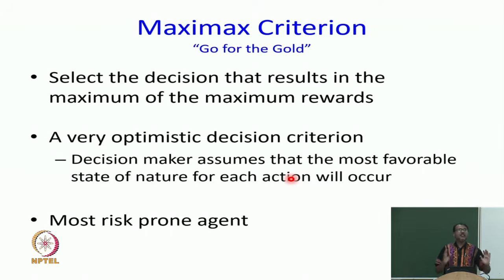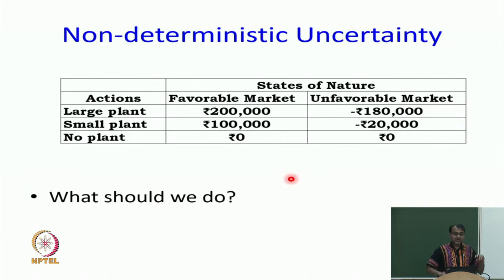So, one criterion for making decisions is go for the gold. Do maxi-max. Let us understand what maxi-max means. Look, we do not know any probability distribution. I have not told you anything more. So, you do not know whether the market is going to be favorable or unfavorable. So, you say, well, market is going to be the best.